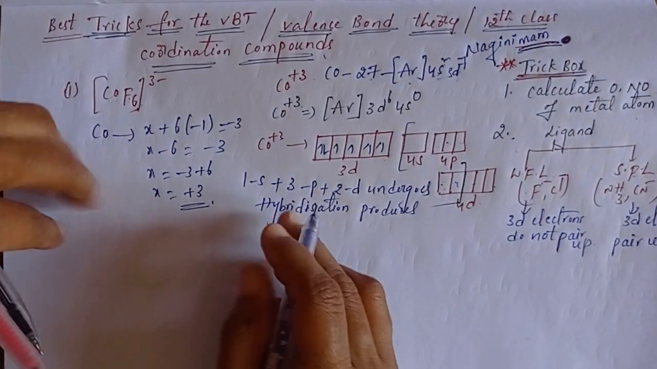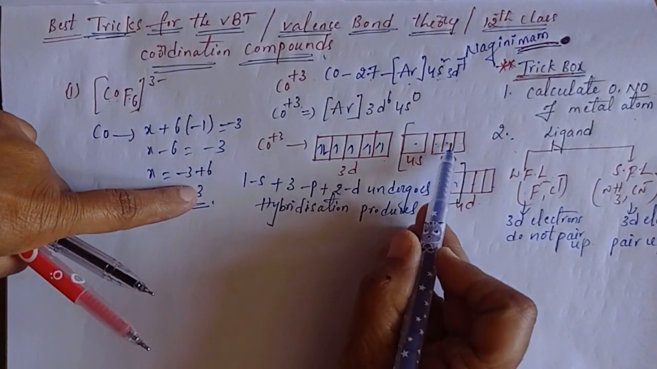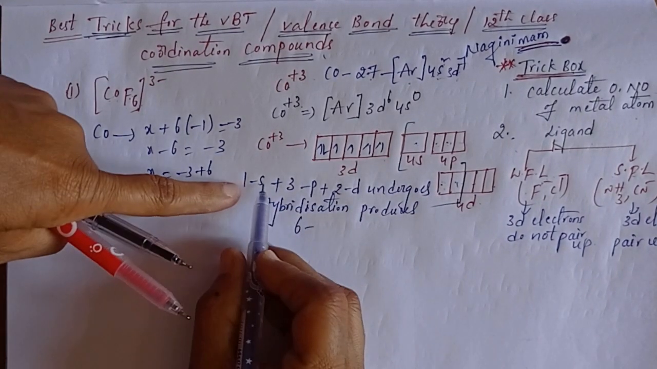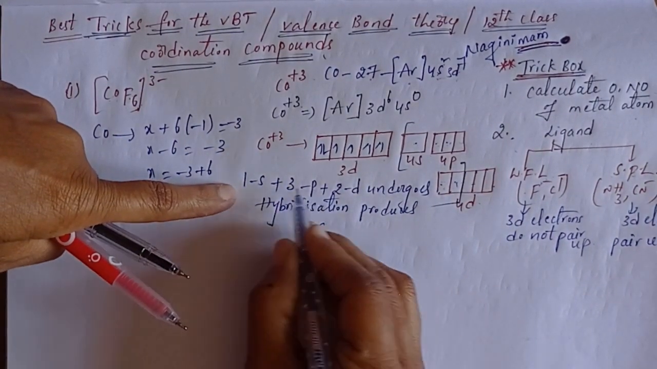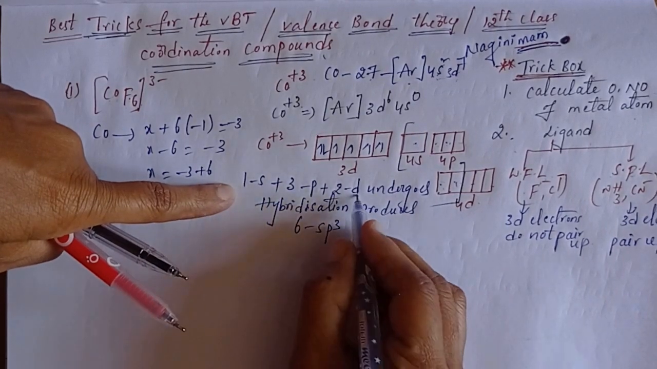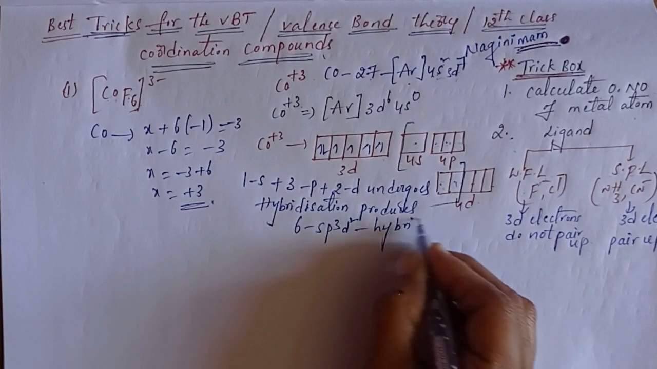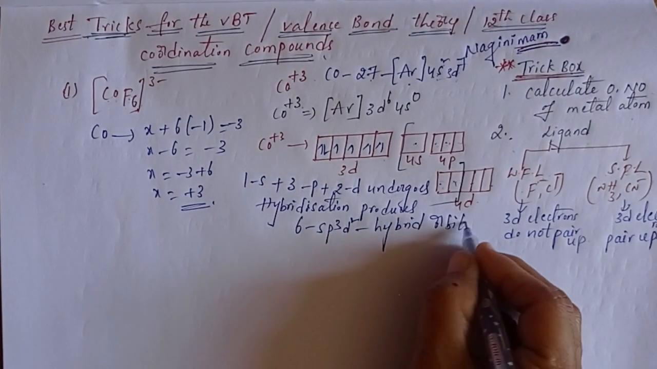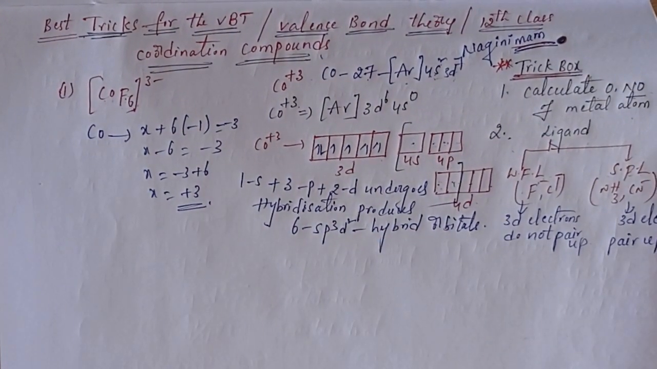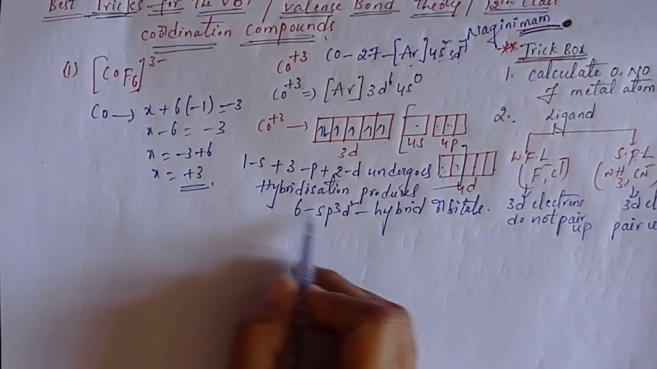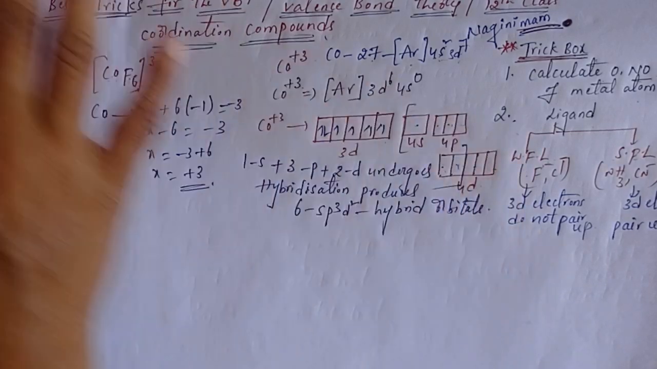Hybridization produces, students, how many in total? 1, 2, 3, 4, 5, 6. Correct? Total 6. S how many? 1. P how many? 3. D how many? 2. sp3d2 hybrid orbitals are formed. Are you clear? Hybrid orbitals are formed. Understood? Okay, now these 6 sp3d2 hybrid orbitals I am writing in one place.